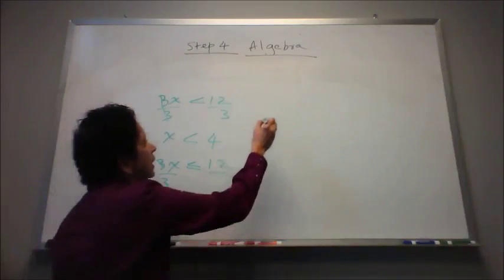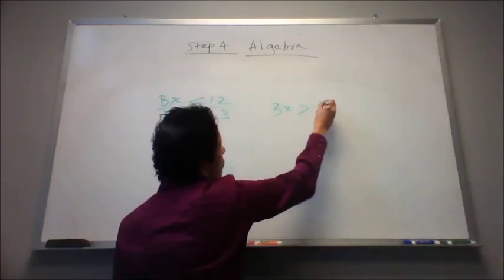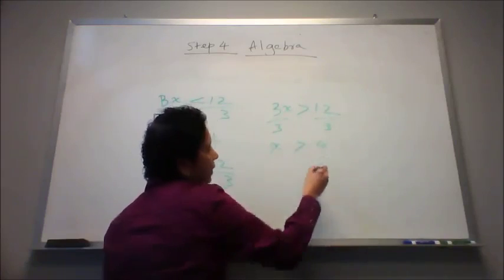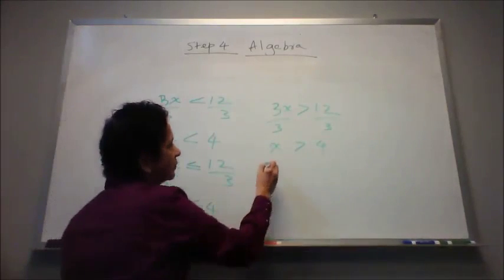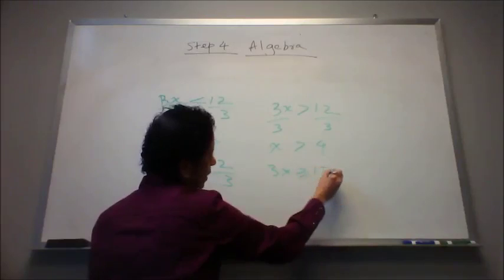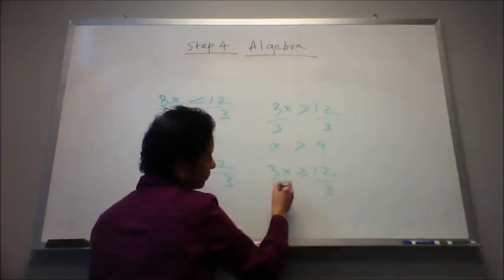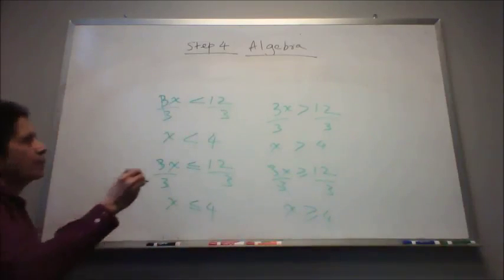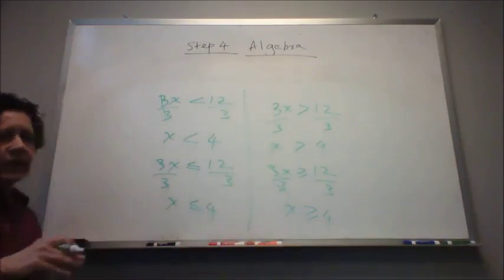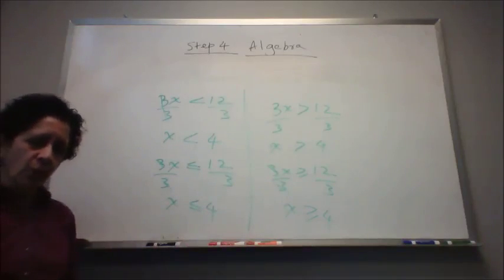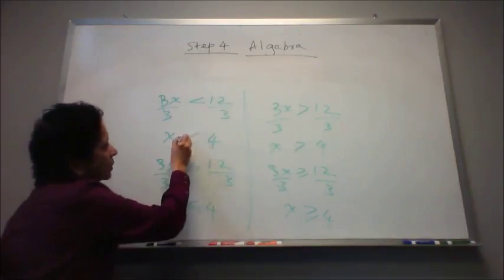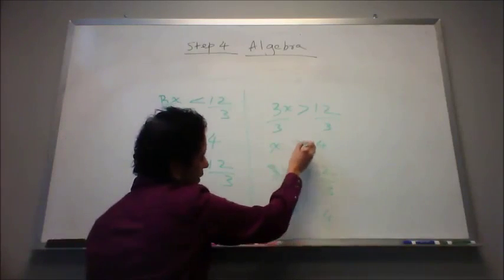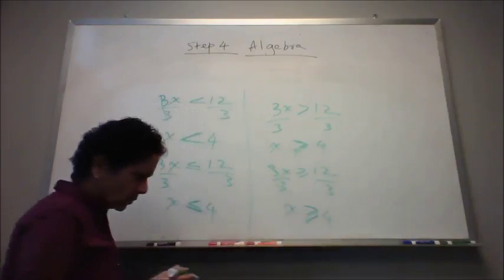Then if the problem is 3x greater than 12, again divide both sides by 3, then x is greater than 4. And if 3x is greater than or equal to 12, divide both sides by 3, then x is greater than or equal to 4. So solving an inequality is exactly the same as how we solved the equation. Instead of the equal sign, you have less than or equal to, or greater than or equal to. That's the only difference.